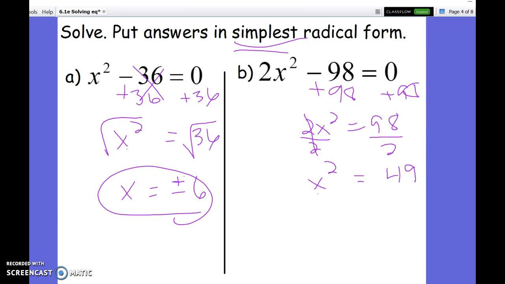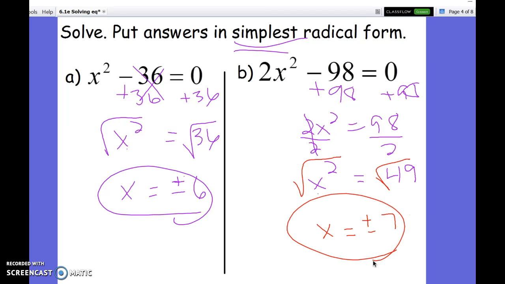Now that x squared is by itself, we can take the square root of both sides. The square root of x squared is just x. The square root of 49 is a positive or a negative 7. So x equals plus or minus 7. Basically, what we're doing here is solving for x squared so we can take the square root of both sides, and that allows us to solve for x. That's our main goal, to get x by itself.